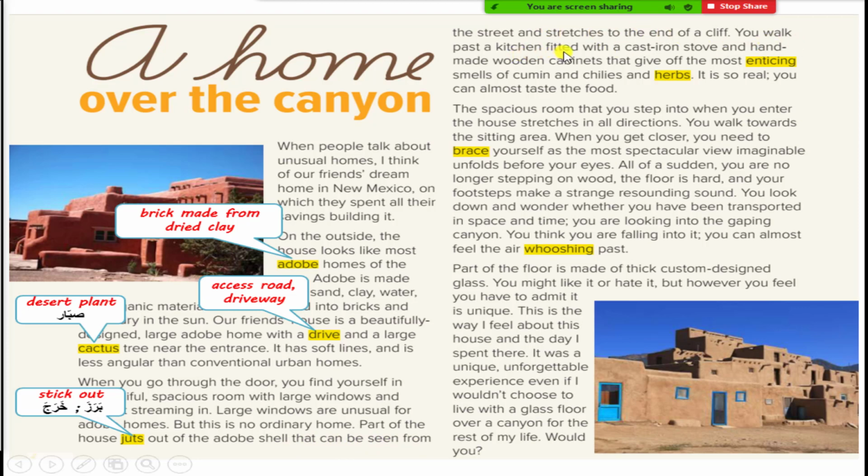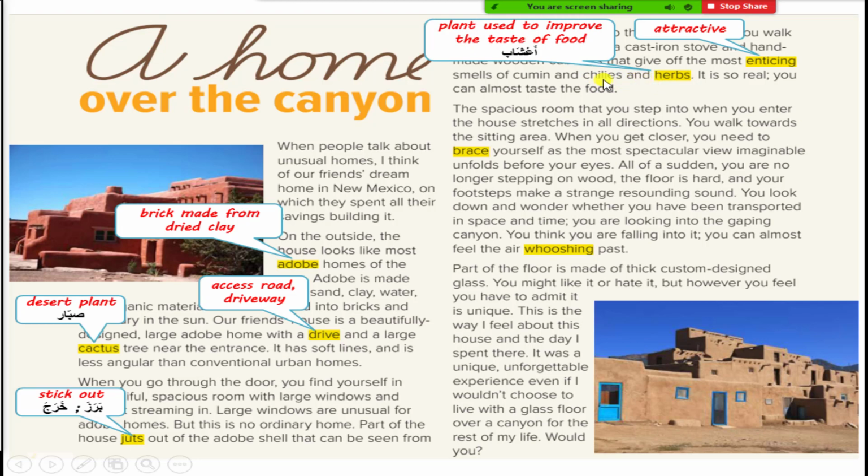You walk past a kitchen fitted with a cast iron stove and handmade wooden cabinets that give off the most enticing smells. Enticing means attractive smell, yes? Of cumin and chilies and herbs. All these are kinds of plants that are used to improve the taste of food. It is so real, you can almost taste the food. Okay, thank you, Iyad. Yes, Yusuf, go on.